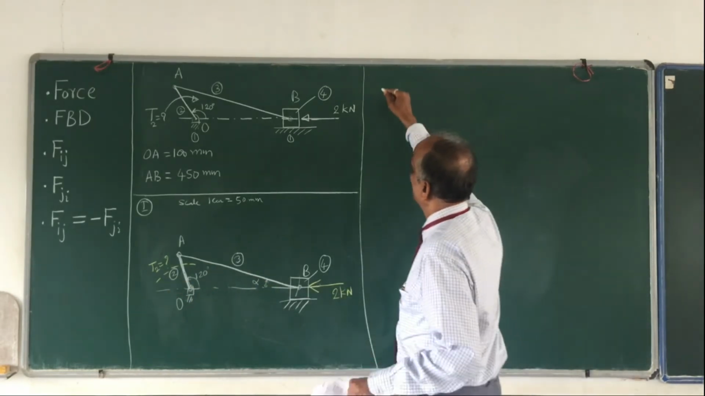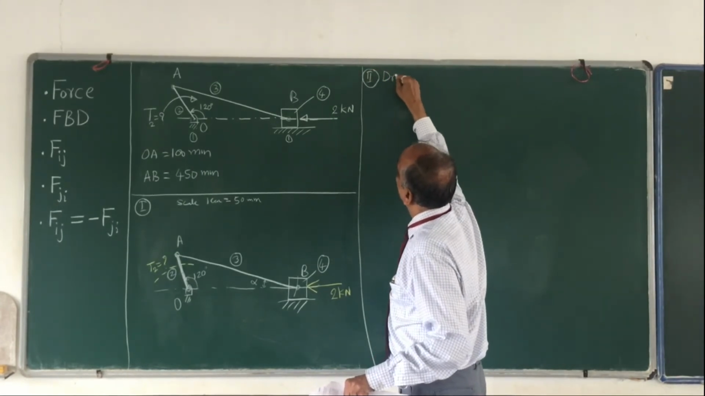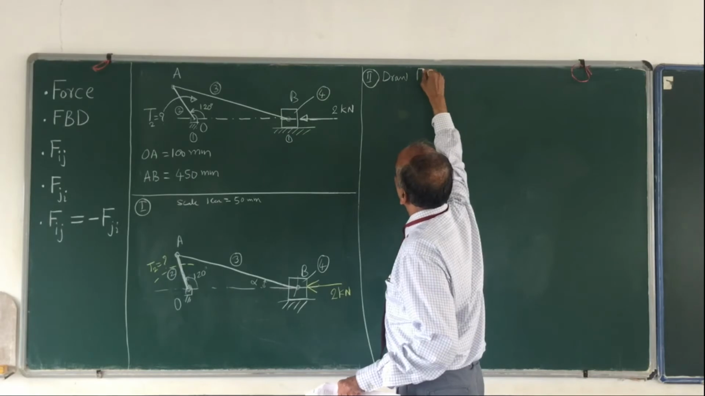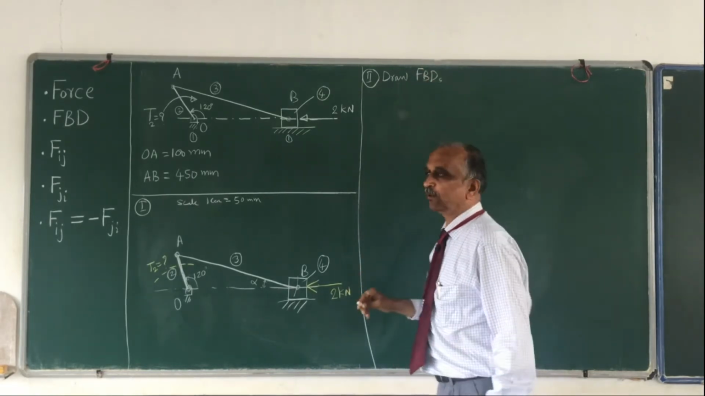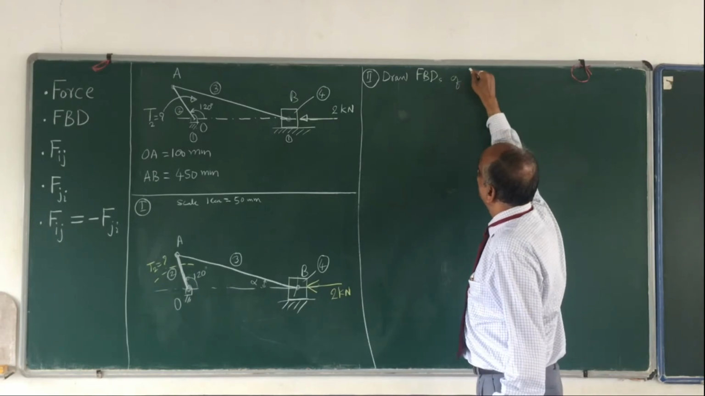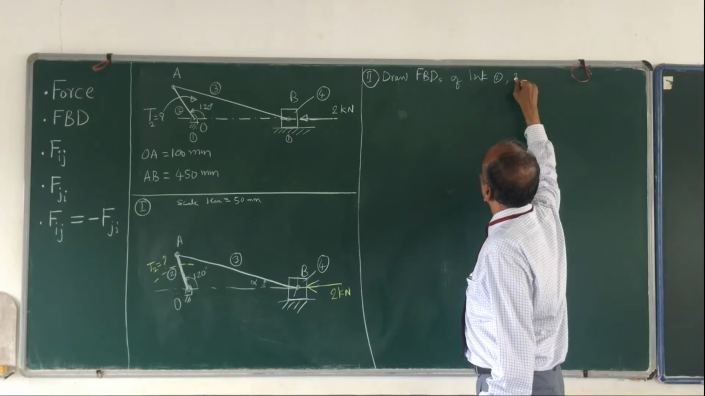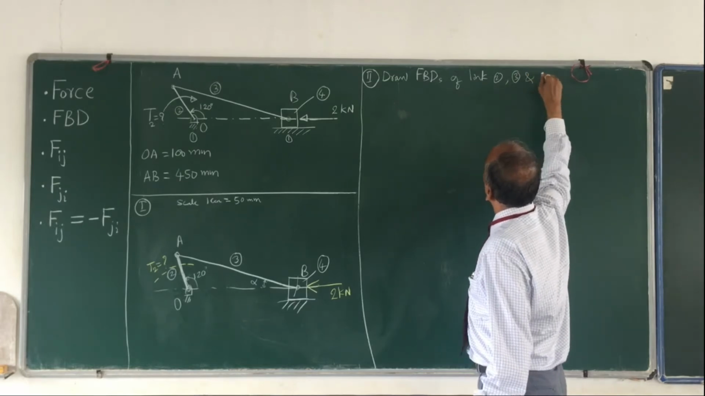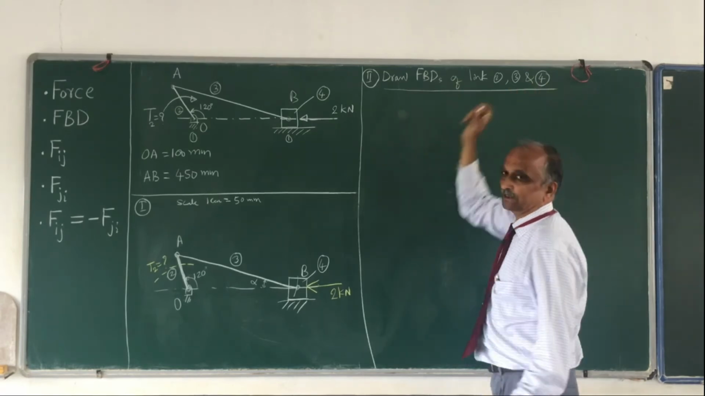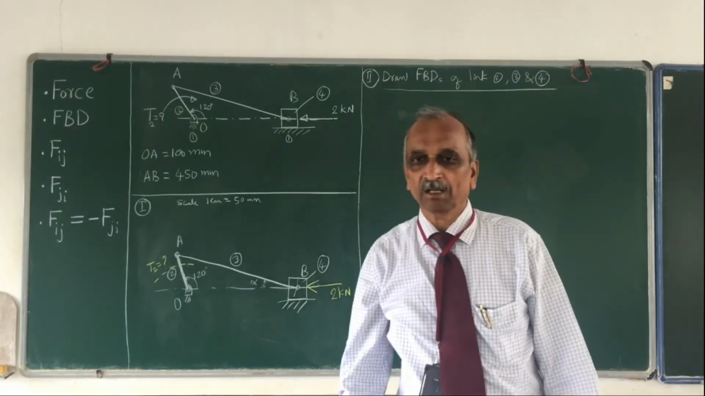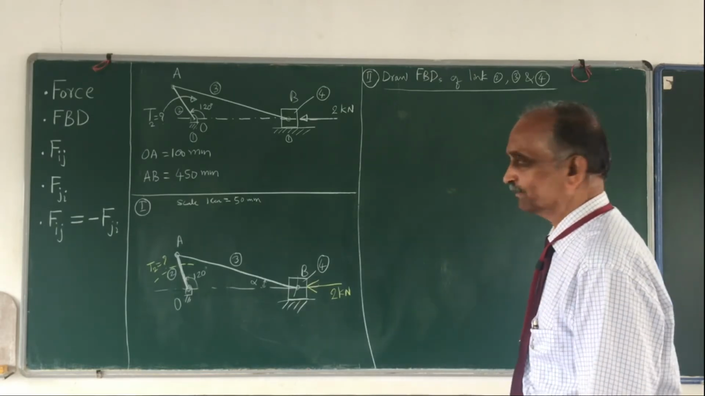Then what is the second step? What is the second step? Draw free body diagrams. Of what? Of link 2, link 3 and link 4. This is what is to be done. This is your second step. Free body diagram of link number 2, link number 3 and link number 4.